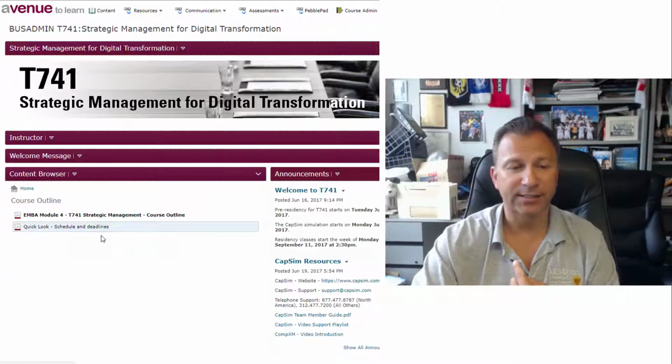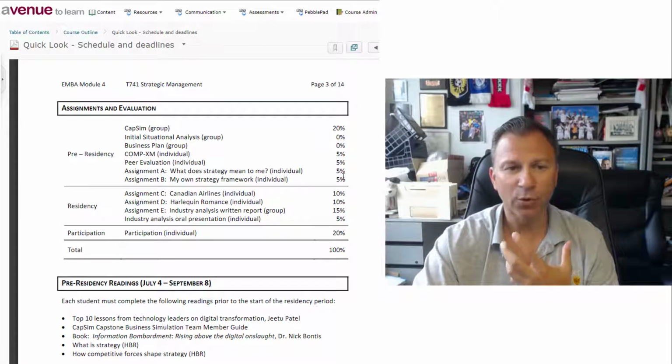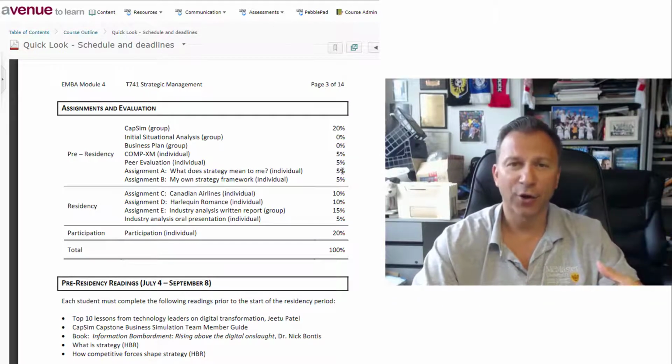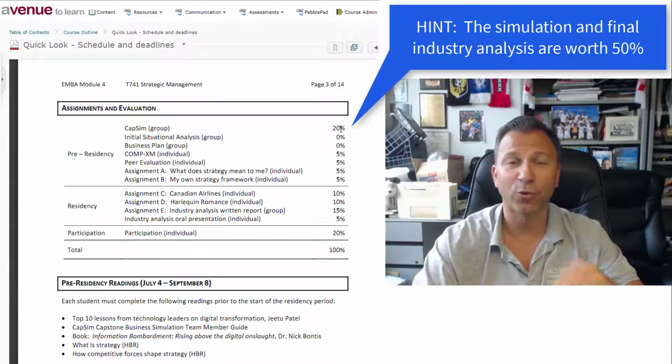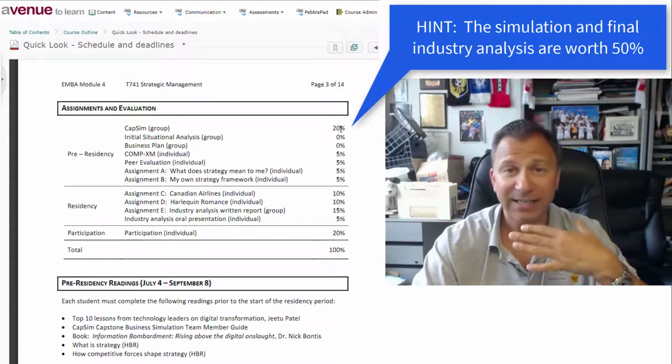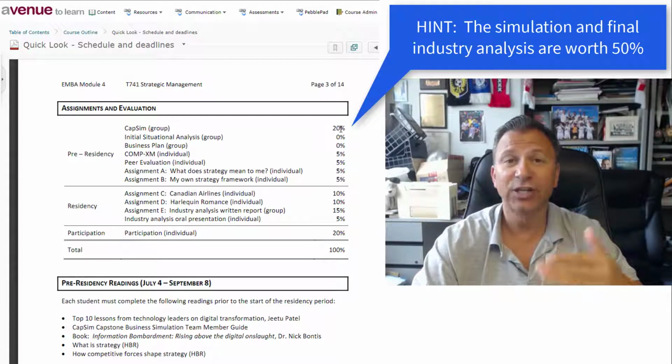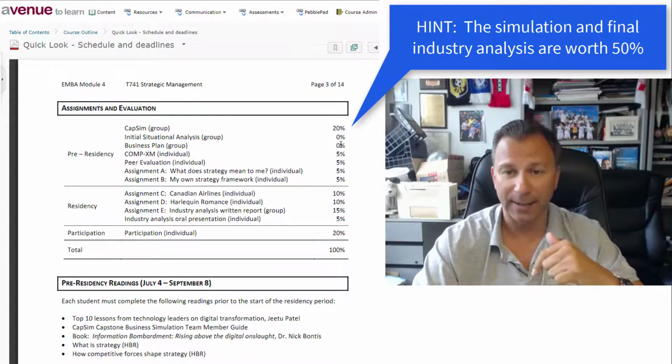Specifically, I want to look at the assignments and the weightings. So in this particular case, I want to nail down, how do you get an A+ in my course? Well, here's the breakdown of 100% of the grades. The first and most important thing during the pre-residency is the simulation. It's worth 20% of your final grade. And as I mentioned in the previous video, there's 4 teams. Where you end up ranked in class, first, second, third, or fourth, will determine your grade. Obviously, the team that wins the simulation is going to get the A+ grade for those 20 marks, and you will all share that same mark.